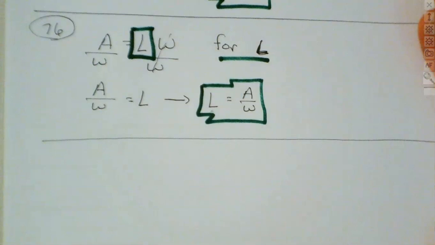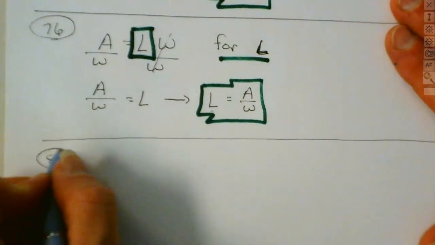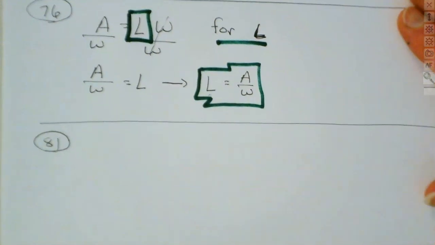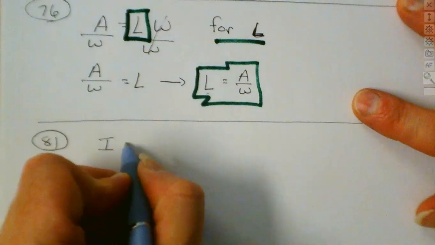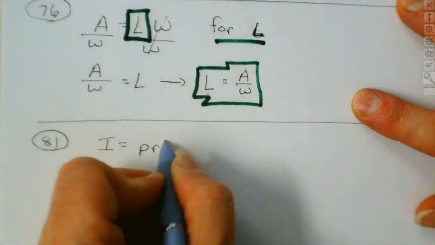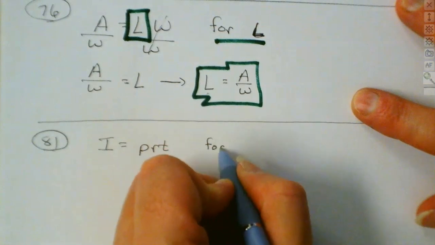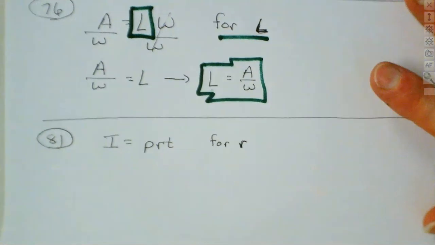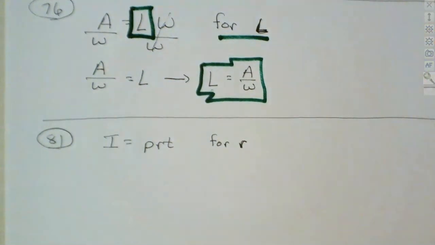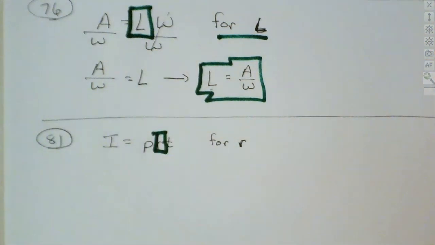You can add more variables to it. Question 81. Same thing again. I equals PRT. And I want you to solve for the variable R. Okay, so what am I wanting to get by itself? R. Where's my R at? Right here in the middle. Okay, what is attached to the R?